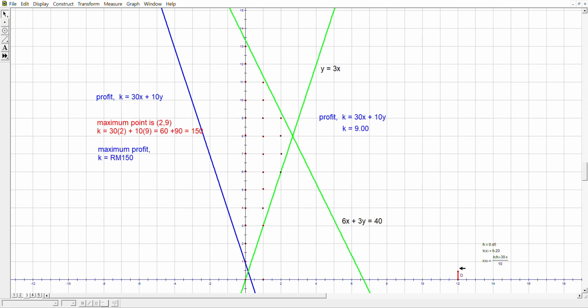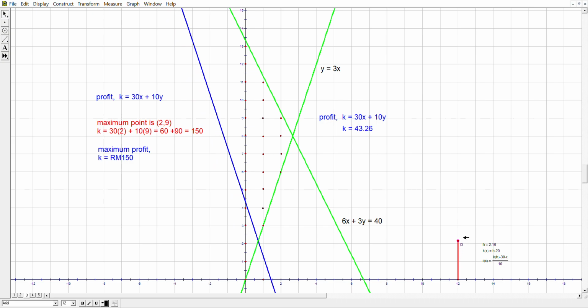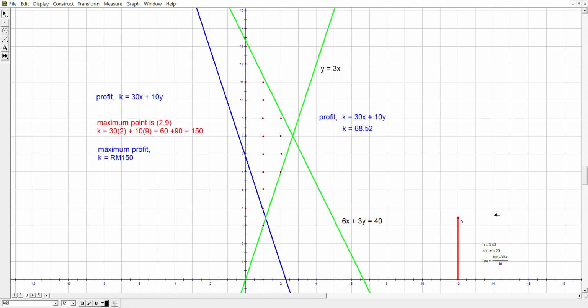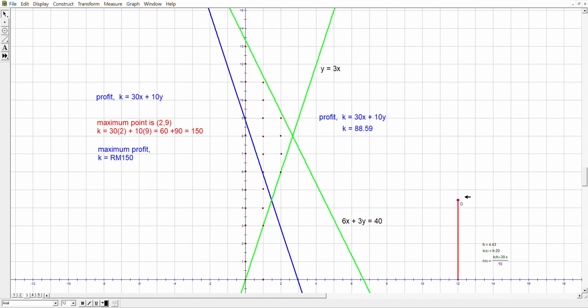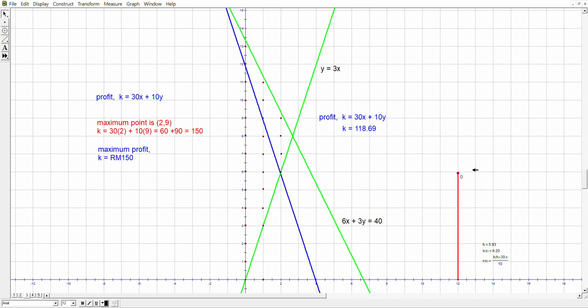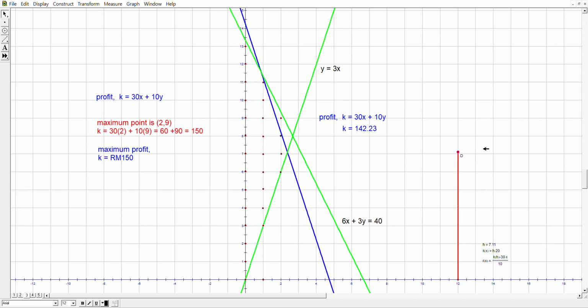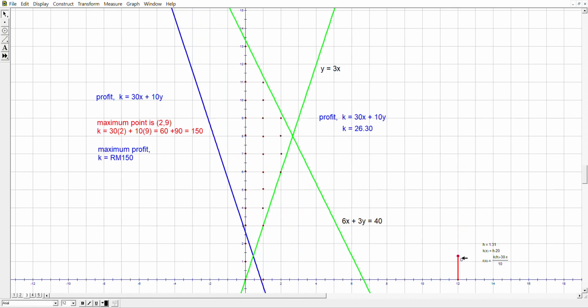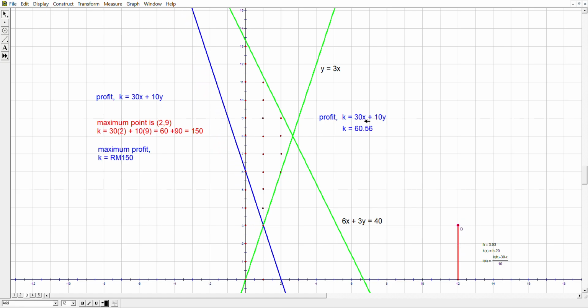So I try to move this blue line, and you see the first point it hits is 0, 4. Then I want the maximum value, so the last point that it hits is the maximum point. Can you see this point here? This point here is the last point. It will give the maximum value. One more time, if I drag this line, these are parallel lines. As I drag this blue line, the number here changes.